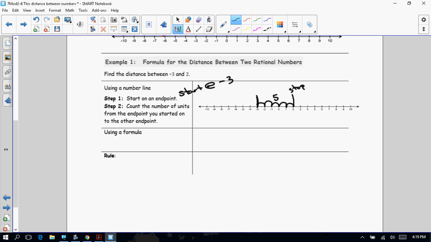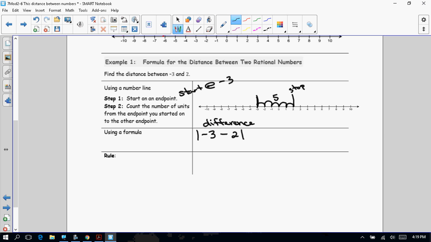Well, wouldn't it be nice to be able to use a formula of some form? So what I'm going to do is use an absolute value, because absolute value is the distance, and it's always positive. So I started at -3, and I'm going to take the difference of these two numbers, right? Well, difference tells me to subtract. So I'm going to subtract, and then what's my other number? 2. Okay, I'm going to take the difference of the distance.